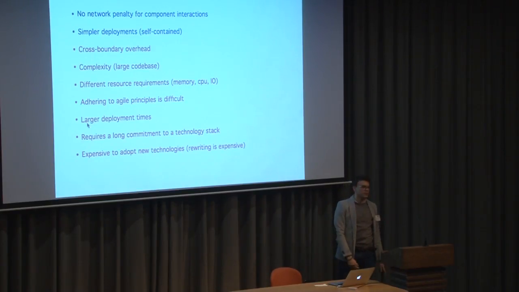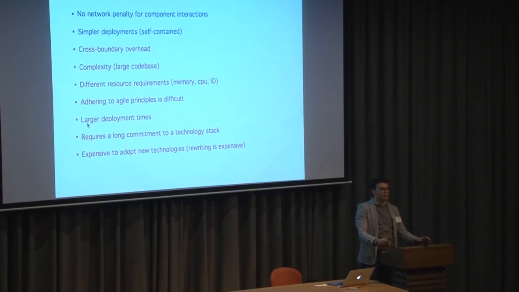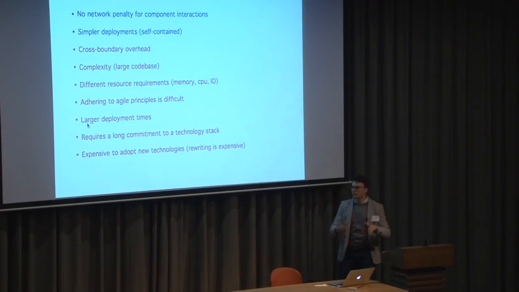What are the pros and cons of this monolithic architecture? The benefit is that you don't have network penalty because the interaction between the logical components is made in memory by inter-process communication, and you have simpler deployments. Everything is self-contained, so just copy and paste, and then you have another box with the same state as the previous one. What are the problems with this monolithic architecture?